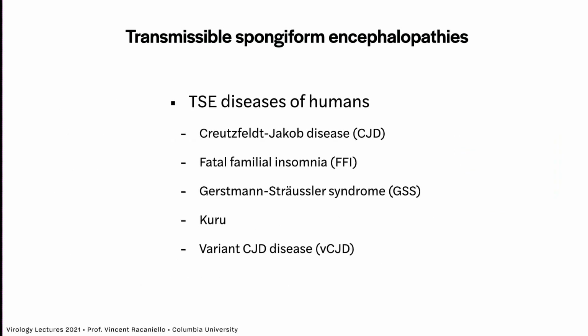And in humans, we have a number of distinct TSEs. They're all prion-based. We have Creutzfeldt-Jakob disease, CJD. We have fatal familial insomnia, Gerstmann-Straussler syndrome. We have Kuru, and then we have variant CJD, which you get from eating BSE-contaminated beef. It's different from CJD. Now, all of these have slightly different pathologies and incubation times and outcomes. That's why they have different names.